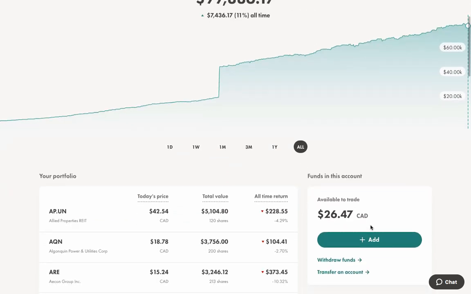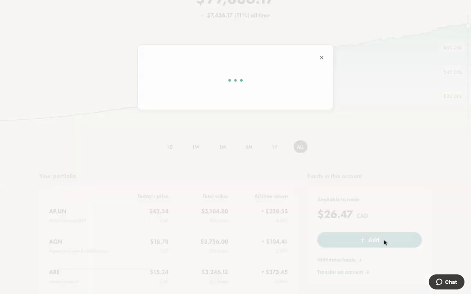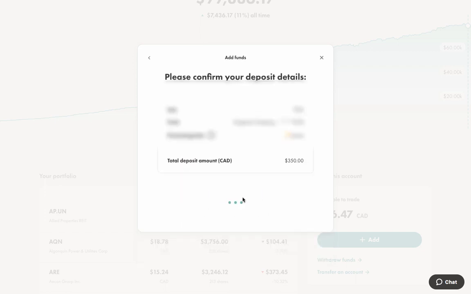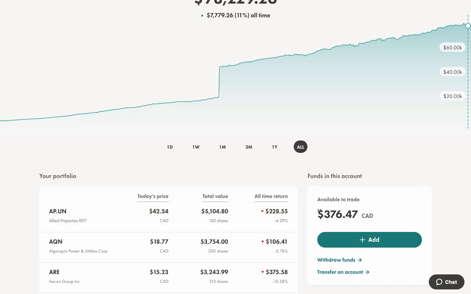What I want to do is deposit some money here. So I just want to add in $350 today. Usually that's the amount that I'm depositing. And you can see here that it has gone in. It's an instant deposit. So that's in. I'm going to have to log that in the spreadsheet in 1 second.